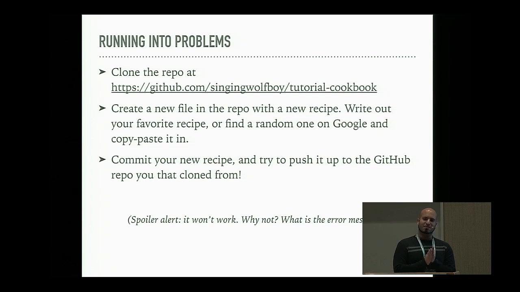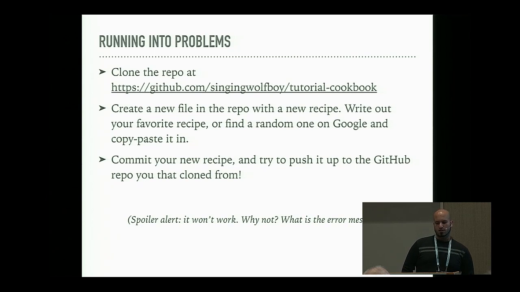So let's do something fun. I have a repository that I've prepared ahead of time, which is at github.com/singingwolfboy/tutorial-cookbook. So the repository that we just created 10 minutes ago was called Cookbook. This one is called tutorial-cookbook. Try making a new file in the repo and push it up to GitHub. And as you can see, it's not going to work. But you should give it a try anyway so that you can see the error message that you get.